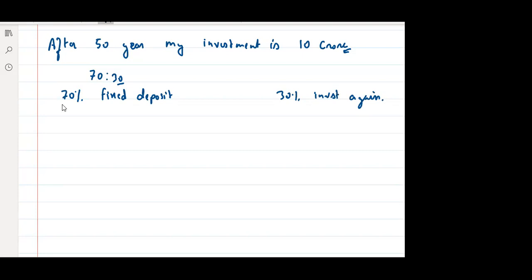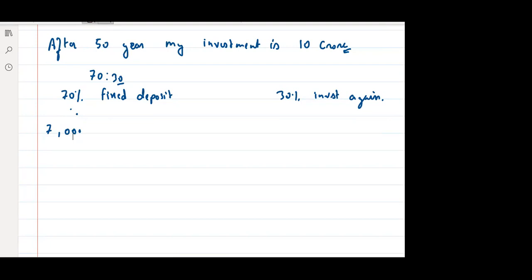Let us see. Suppose I invest 70% in fixed deposit and I get a return of 8%. So 70% is 70 lakh. Sorry, 7 crores. My bad. 7 crores. Think about it. So 70% of 10 crore is 7 crore.